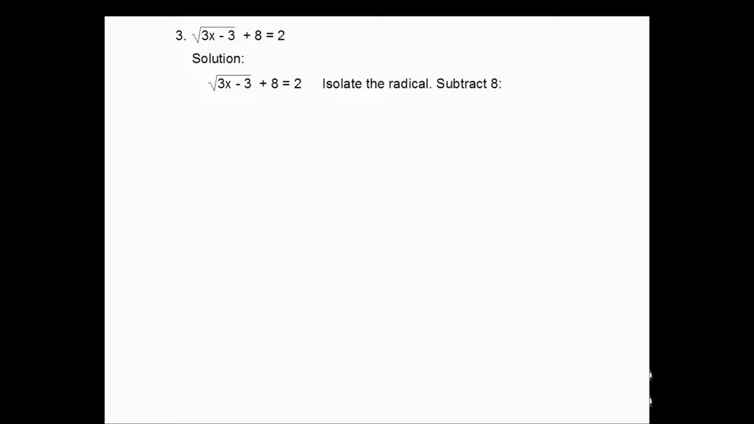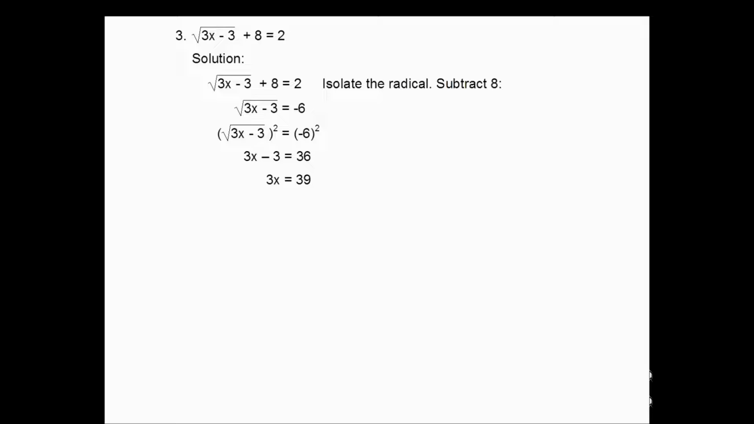Number 3, I have the square root of 3x minus 3, plus 8, equals 2. The 8 is not part of the radical. So in order to isolate the radical, we have to subtract 8 from both sides. I'll have the square root of 3x minus 3 is equal to negative 6. The radical is now isolated. It's a square root, so square both sides. The square root of 3x minus 3, squared, is equal to negative 6 squared. On the left I get 3x minus 3. On the right, negative 6 squared is positive 36, right? Minus times minus.